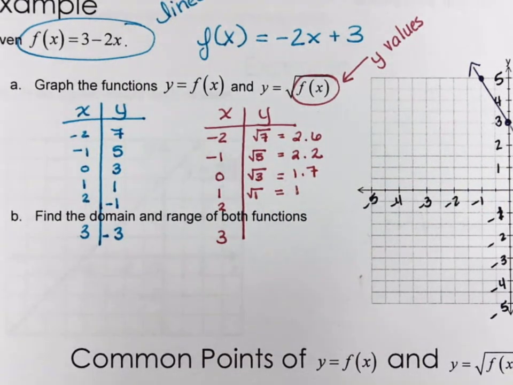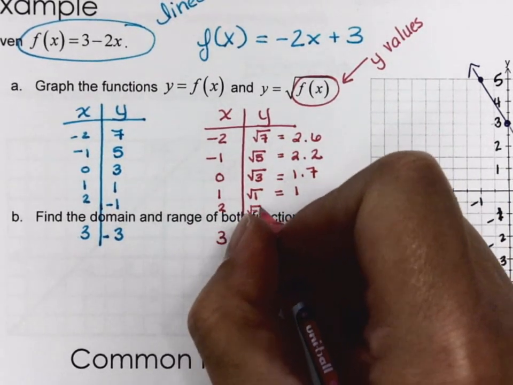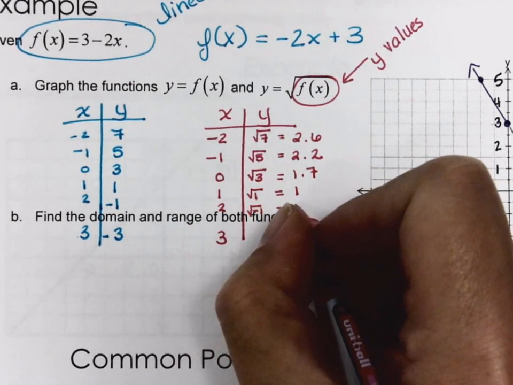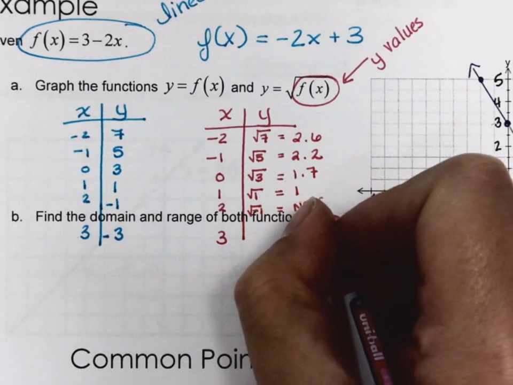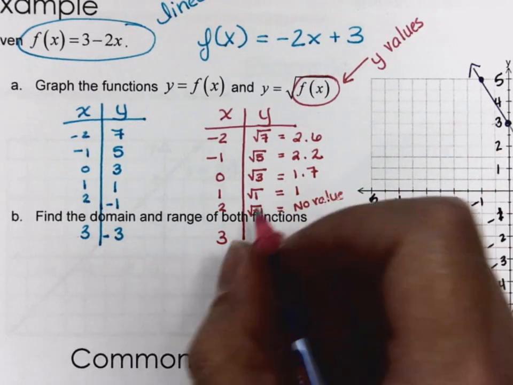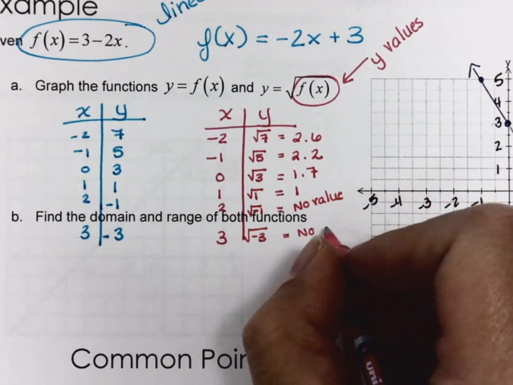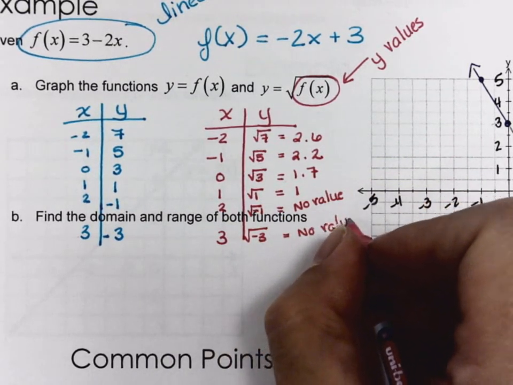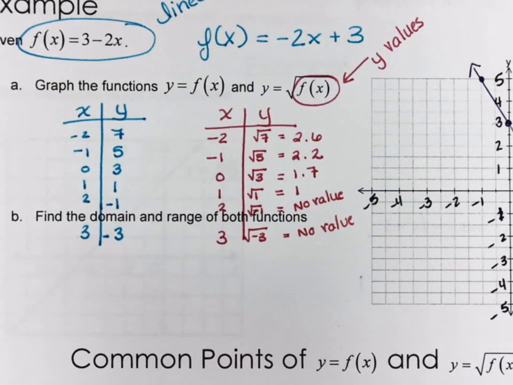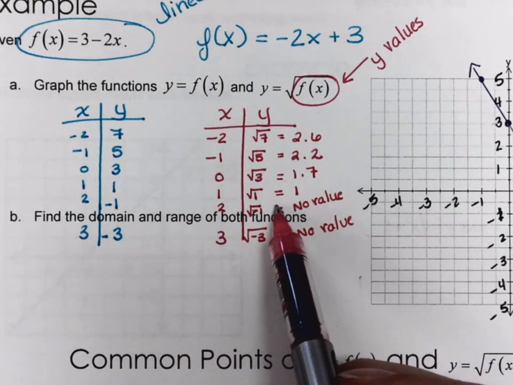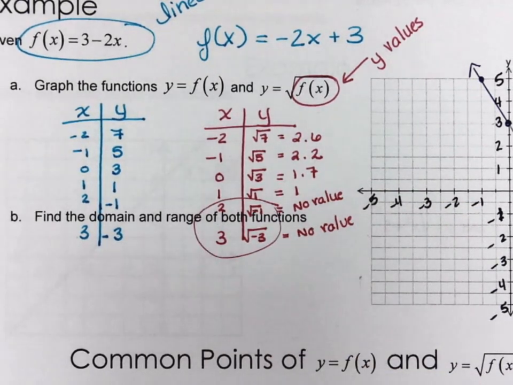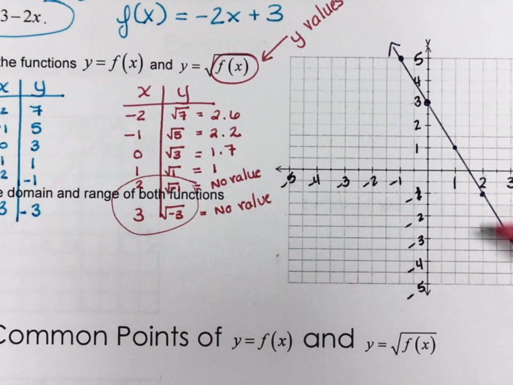What's the square root of -1? Can't do it. There's no value here. It's an imaginary number. So I can't take the square root. I'm just writing no value. We know that our graph can't be below that x-axis because we can't square root those numbers.